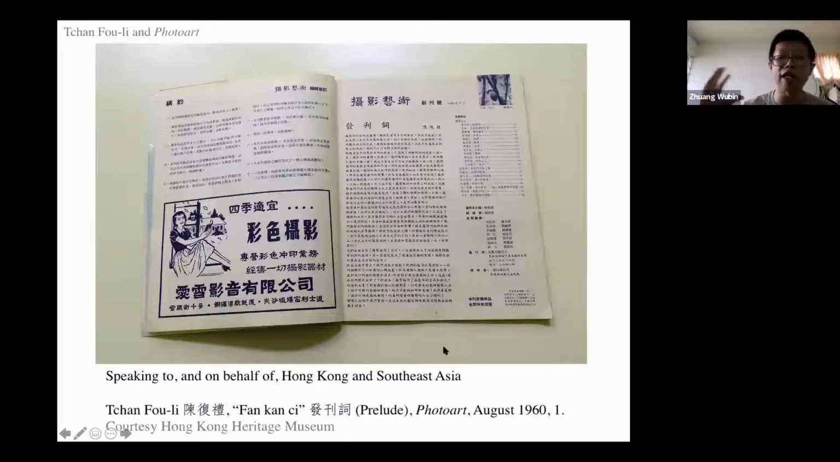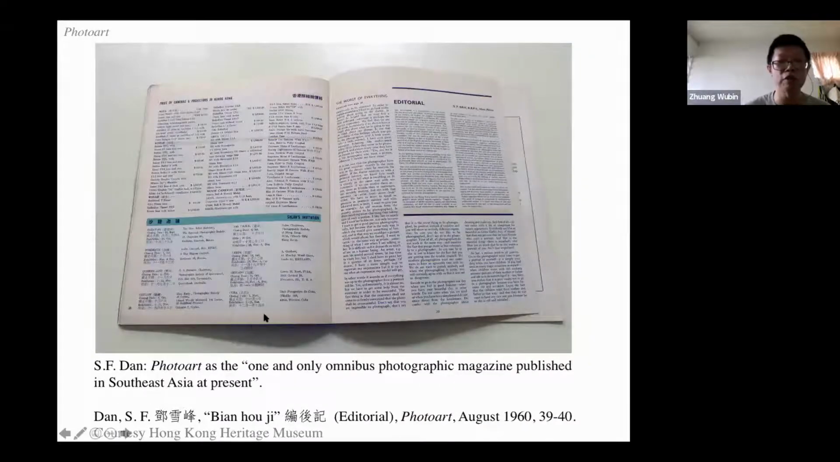And by the time Photo Art came about, there was already no pretense. He didn't try to speak on behalf of the Chinese photographers anymore. So he was quite clearly speaking to and on behalf of Hong Kong and Southeast Asia. So in the same issue where the inauguration speech is, he talks about Hong Kong and Southeast Asia together, speaking to and on behalf of Hong Kong and Southeast Asia. But in the same issue at the end, the closing editorial, which was written by S.F. Dunn, Hong Kong fell back into the framing of Southeast Asia. So it was not really necessary for him to mention Hong Kong separately from Southeast Asia. So you can see actually Hong Kong slipping in and out even within the same issue of Photo Art.